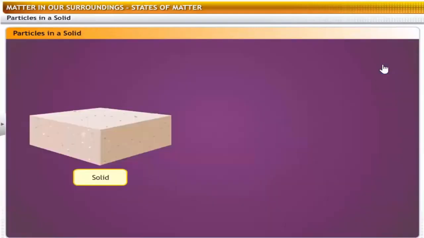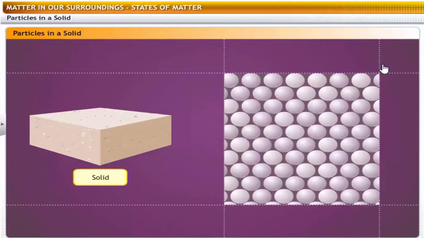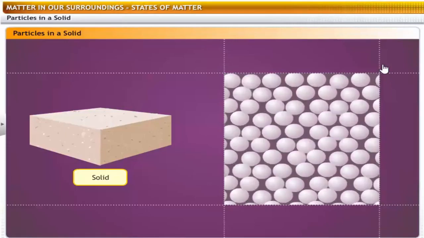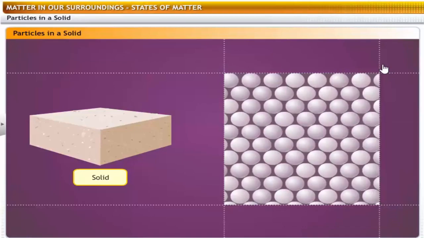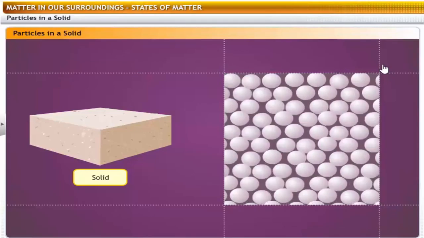When the particles are bound together firmly, as you can see here, they form solids. In solids, the particles simply vibrate about their fixed positions, because their kinetic energy is low and not enough to let them break away from their mutual force of attraction. Therefore, solids have definite shapes and volumes. For the same reason, they do not flow or diffuse.